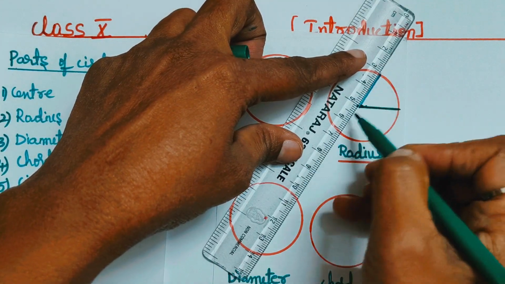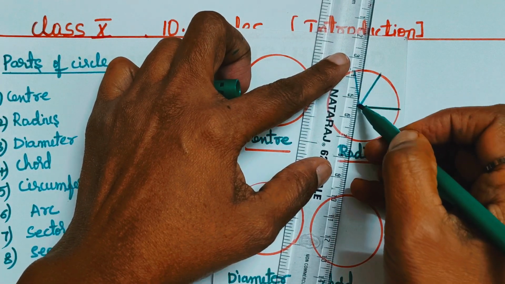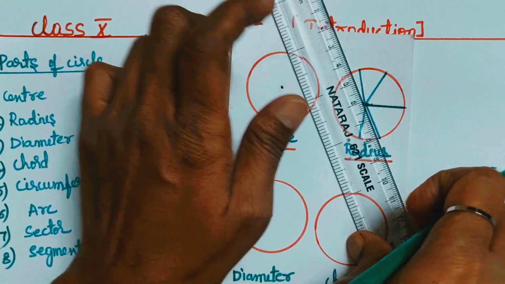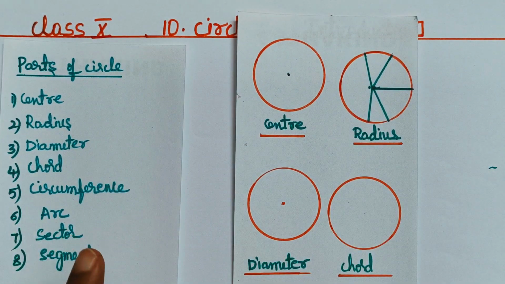The line joining the center to the circle is called a radius. Here also, this is a radius, and this is also a radius. So, how many radii are possible in the circle? An infinite number of radii are possible in the circle.